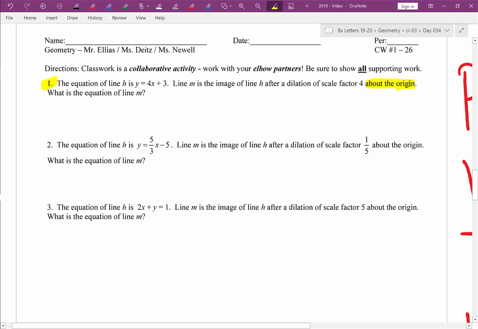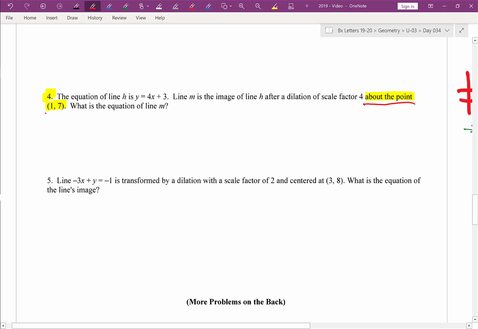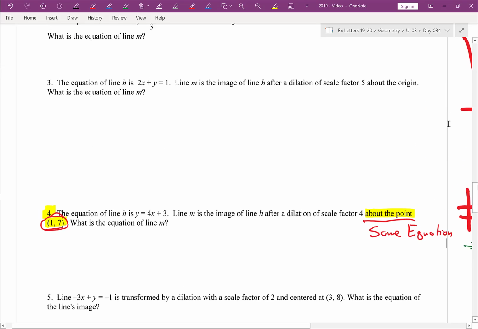Is it the rule where it's about the origin, where it's the same slope but multiplied y-intercept? Or is it about some other point? And spoiler alert, when it's some other point, it's just the same equation. It's the only way they ask the questions on the regions.